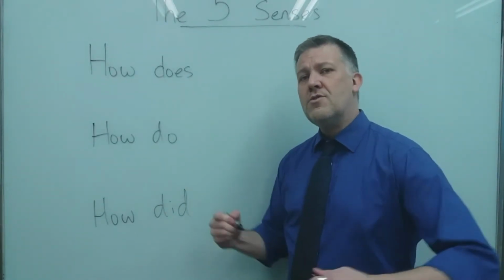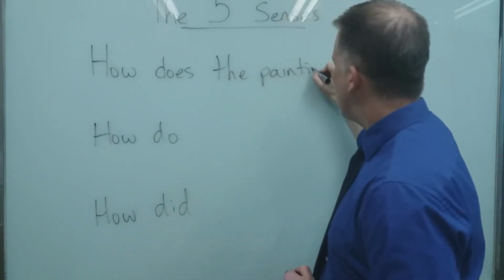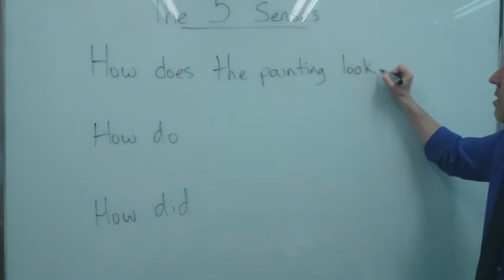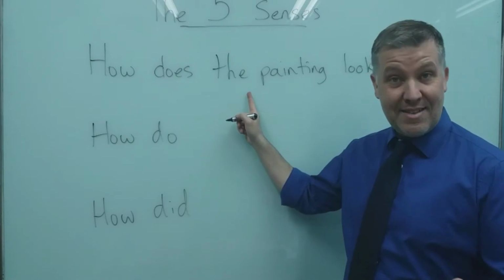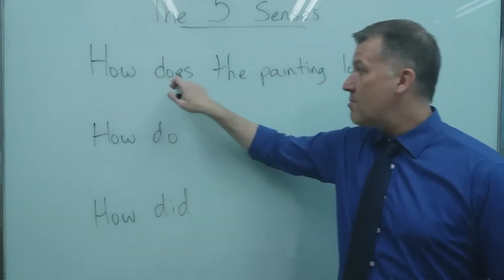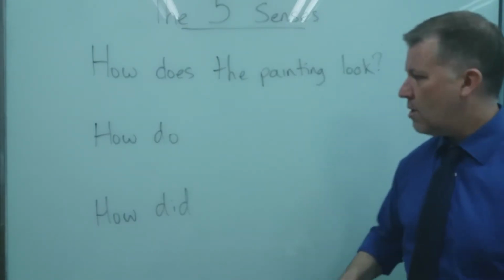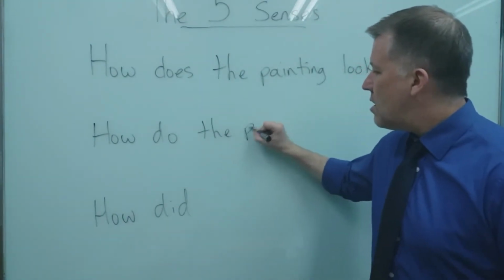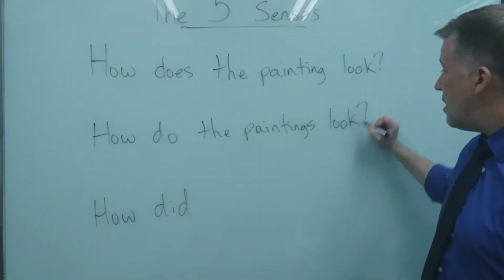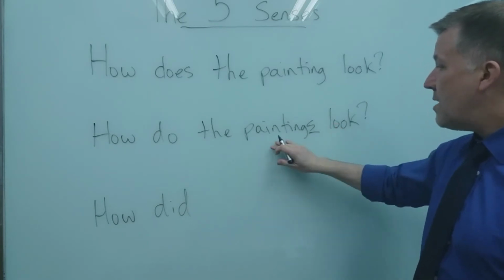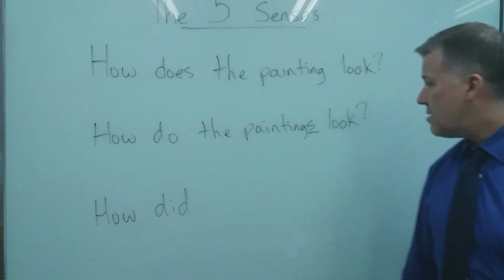So first, let's look at a question. How does the painting look? Here we are talking about one painting which is represented by it. Therefore it does. How does the painting look? How about if it's more than one painting? What if it's 2 or more? How do the paintings look? Here we have more than one painting. Paintings is represented by they. They do. How do the paintings look?